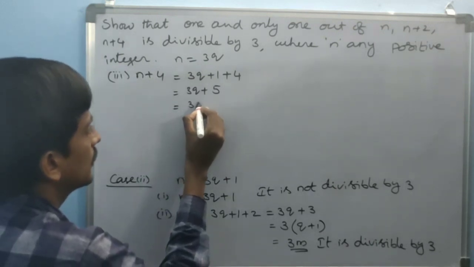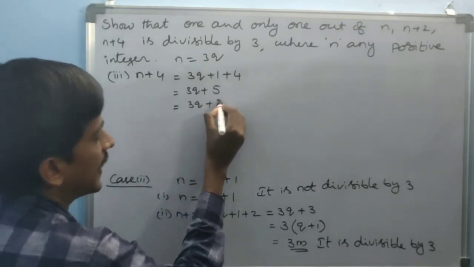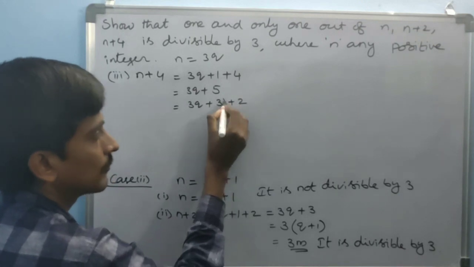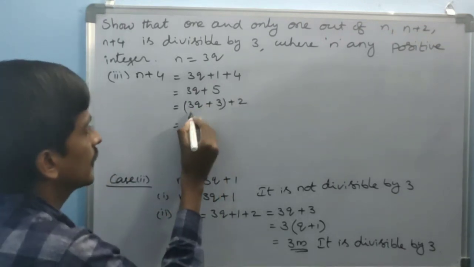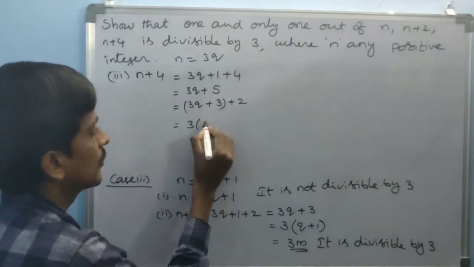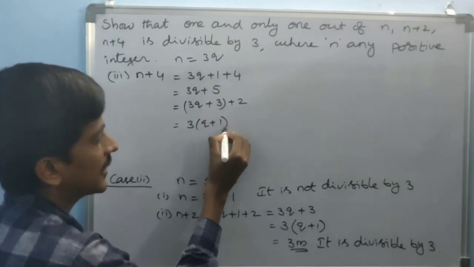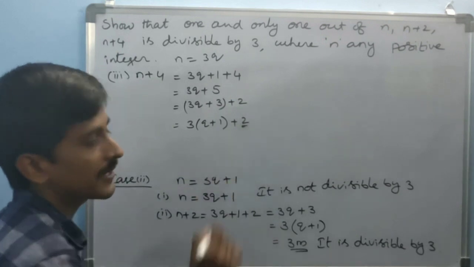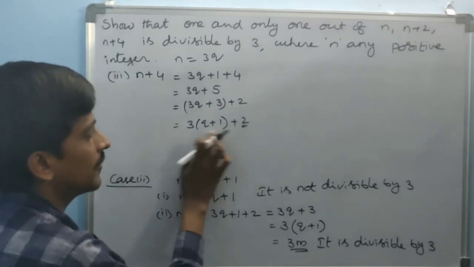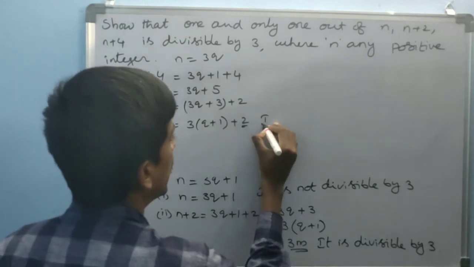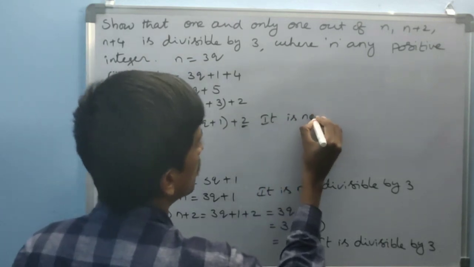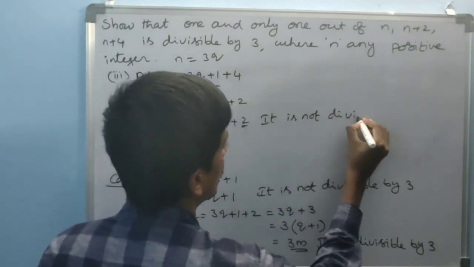Here 3q plus 5 can be written as 3q plus 3 plus 2, since 3 plus 2 equals 5. The common factor is 3, so 3 into (q plus 1) plus 2. Here the remainder is 2. 3(q plus 1) is divisible by 3, but 2 is not divisible by 3. So totally it is not divisible by 3.